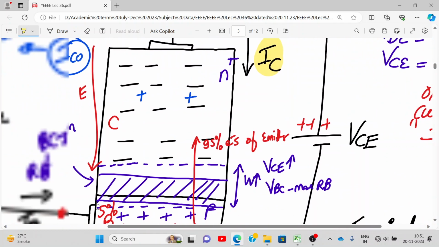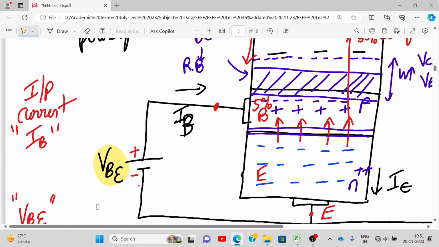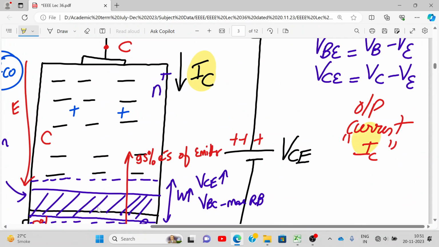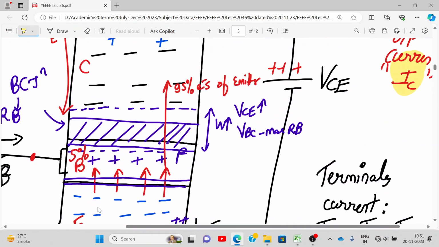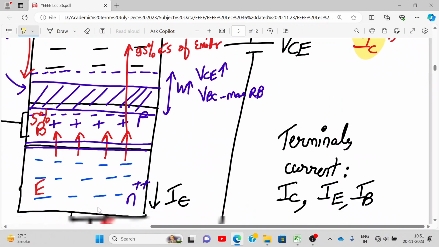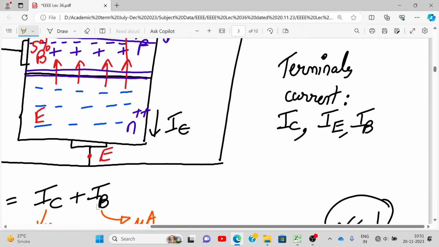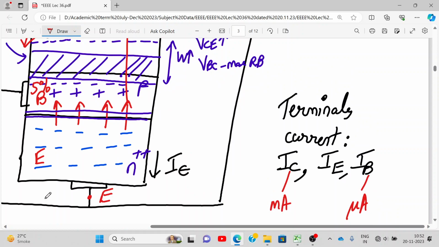So what is my input current? IB is my input current, and what is my output current? Output current is IC. Do you agree that IB is very, very small? IB is small, right? Because only a few holes are contributing to the current flow. IC is very, very large. There are three terminal currents: IC, IB, and IE. IC is in milliamperes and IB is in microamperes generally, about 1,000 times lesser. So the base current is very small.